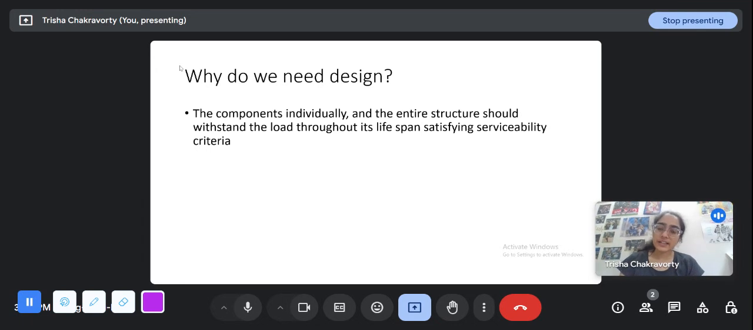Why do we need design? The components individually and the entire structure should withstand the load throughout its lifespan, satisfying the serviceability criteria. Withstanding the loading means that it must not collapse. So that is the collapse or ultimate limit states. Satisfying serviceability criteria are the serviceability limit states or the deflection deformation limit states, and the lifespan is something that we have to define beforehand.